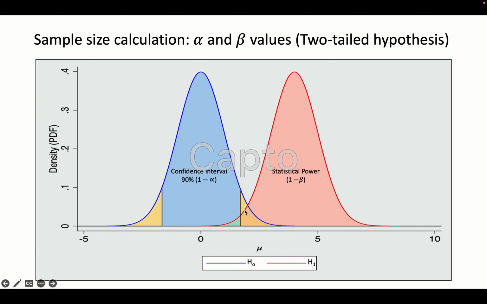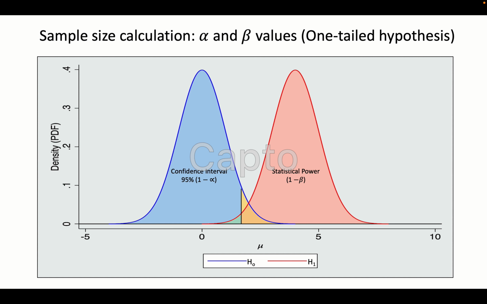So now you understand what I mean by statistical power. You understand what I mean by beta value, which is this green area. You understand what I mean by alpha critical value, which is this yellow area plus this yellow area. And you understand what we mean by confidence interval, which is exactly the remainder of the area under the curve, right?